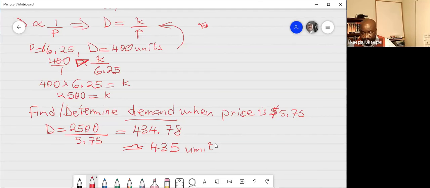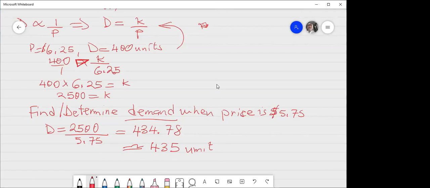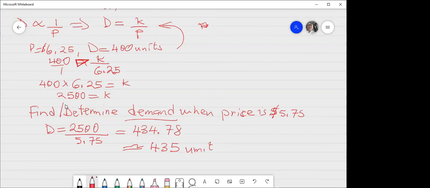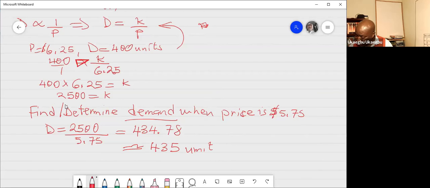Yeah, go ahead with your question. How come we just don't multiply the 5.75 times 400? No, you cannot multiply it because you want to find the value of K.